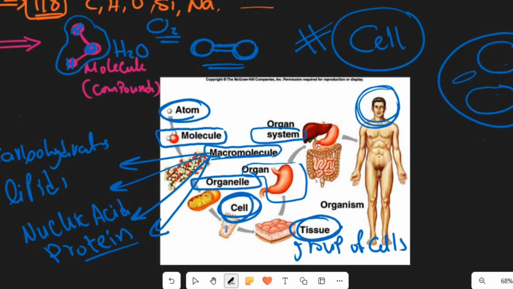So at first, we need atoms to form molecules, and molecules will form macromolecules. Macromolecules will form organelles. Some organelles will make cell. Group of cells will make tissue. Group of tissues will make organ. And group of organs will make organ system. And group of organ systems will make the organism, like human here.